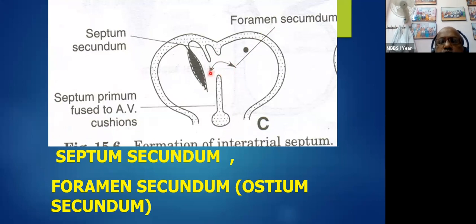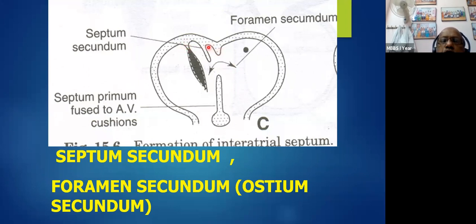Till delivery, this opening should be maintained. After delivery, this opening should be closed. To close that opening, we have formation of another septum, that is your septum secundum, in between your septum spurium and septum primum. Note that. This is septum spurium, this is your septum primum.